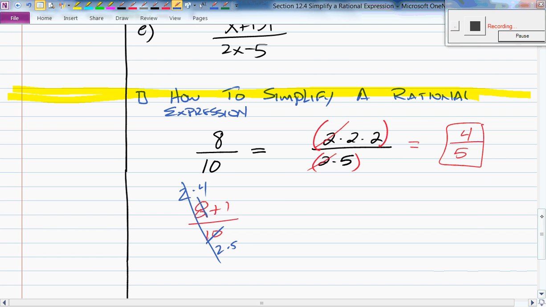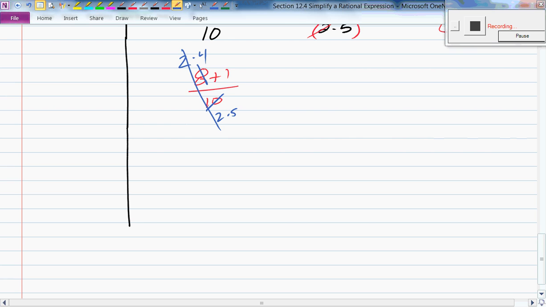So, when we have a rational expression, we're going to simplify it. The steps are we're going to factor, and then we're going to cancel. All right? So, let me give you an easy one to start off with. Okay? So, we're going to simplify x all over 3x.